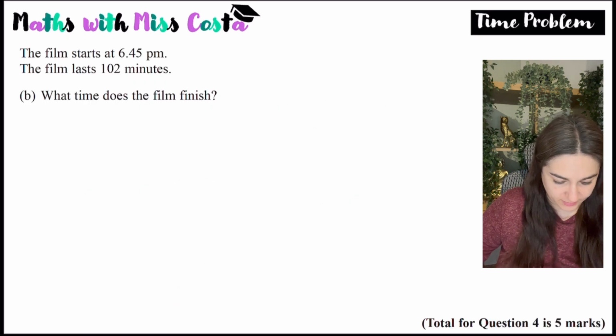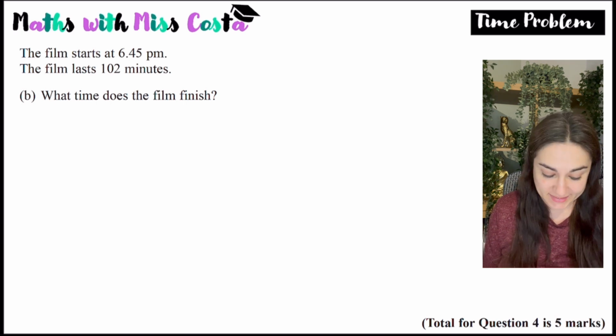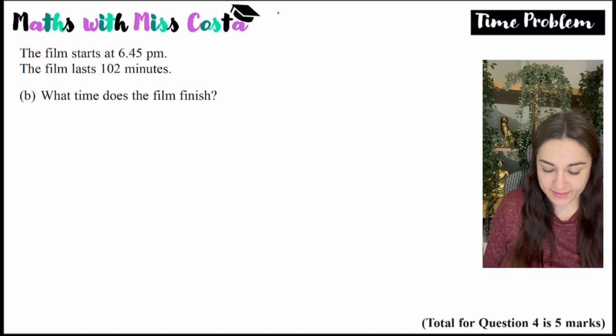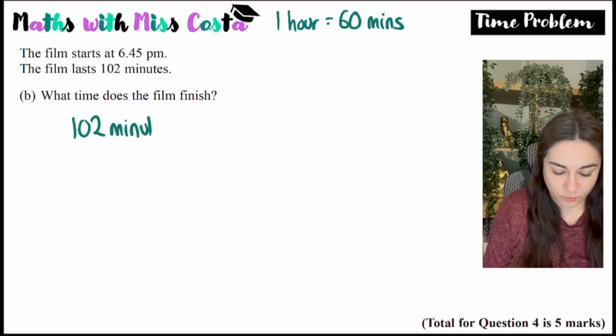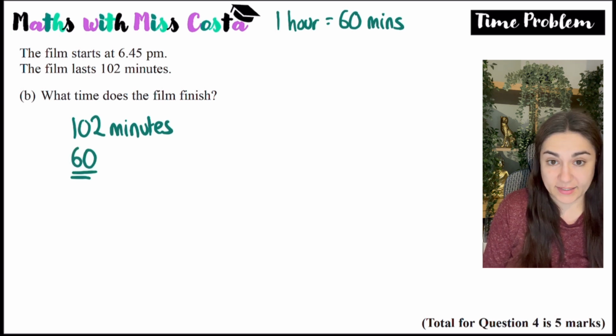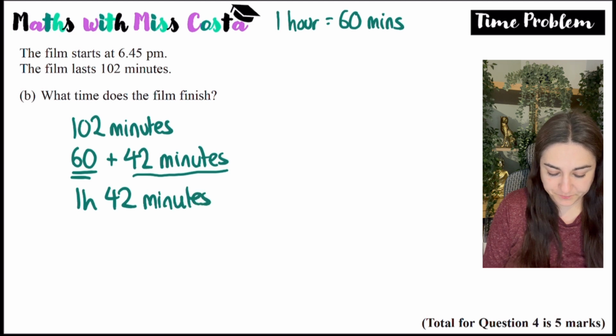Okay. The film starts at 6:45 p.m. and the film lasts 102 minutes. What time does the film finish? So this is where we want to convert minutes to hours, and in 1 hour I have 60 minutes. So let's think about 102 minutes. What is that going to be in terms of hours? Well, 60 minutes is 1 hour. And then 102 take away 60 is 42. So I've got 1 whole hour in there plus 42 minutes. So it'll be 1 hour, 42 minutes.